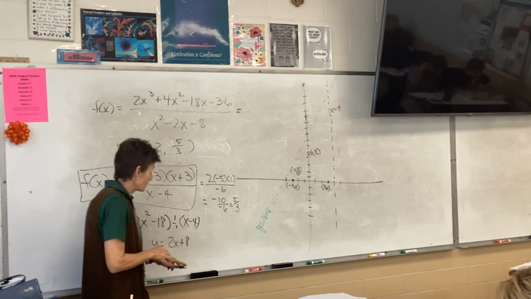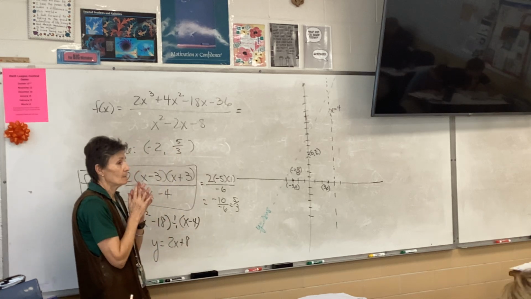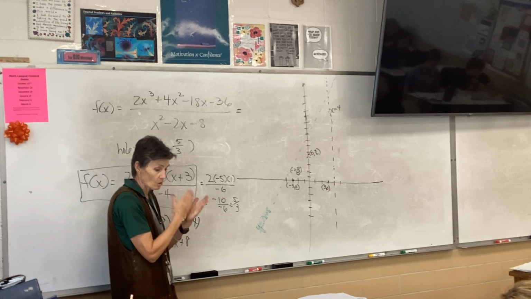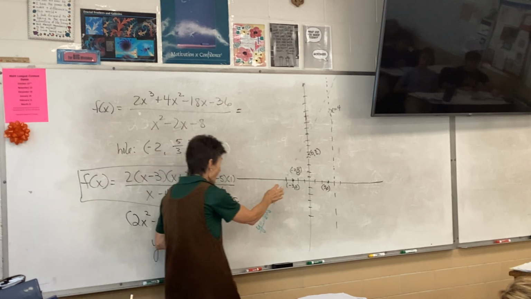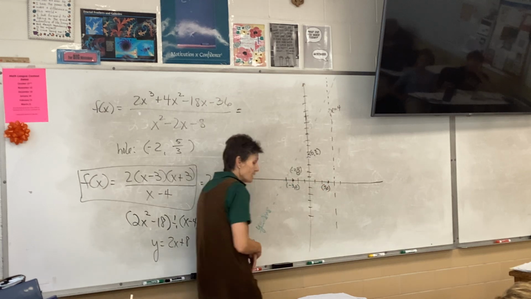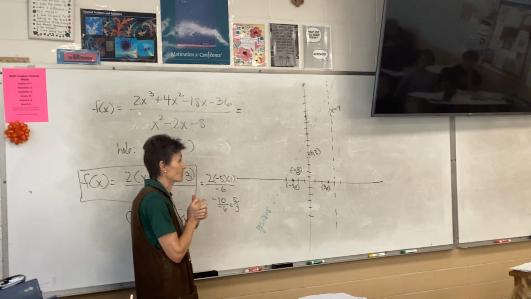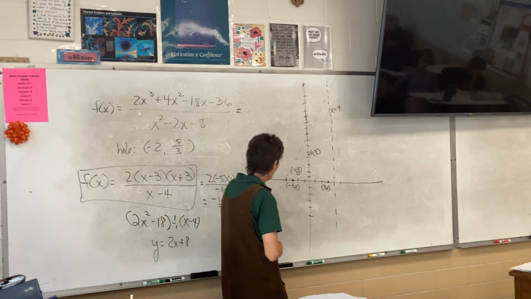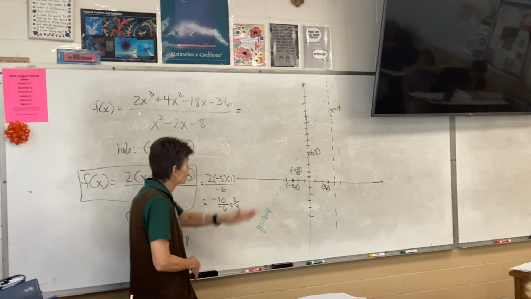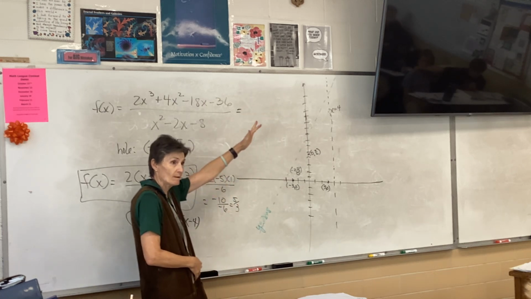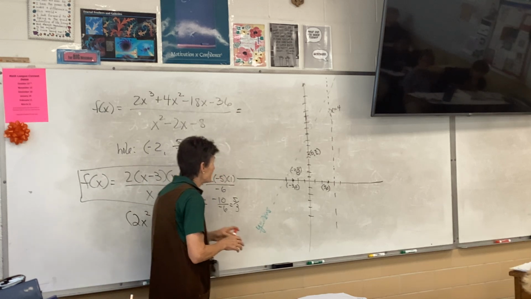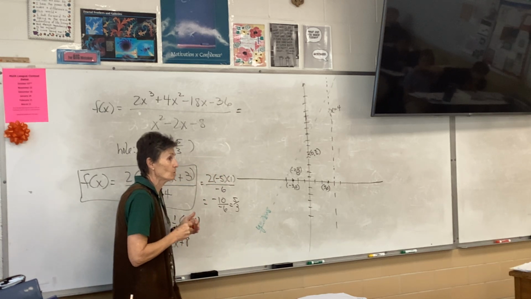Now, on the review page, it said list all the intercepts. We have them, we didn't list them, but we have them in here, right? All of our intercepts. Then it says list all the holes. Well, we've got that. We had one right here, right? And then it said list all the asymptotes. We have those in our picture, right? Everybody good? Then it says sketch.